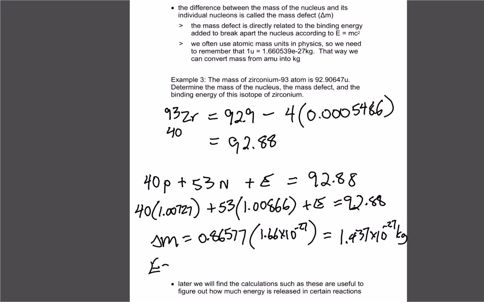So then, using Einstein's formula, we can figure out how much energy that is. Take that number and times it by the speed of light squared, and we get a total energy of 1.29 times 10 to the negative 10 joules. Which still doesn't sound like a lot, but if we change that to electron volts, or divide that by 1.6 times 10 to the negative 19, we actually get 809 million electron volts, or mega electron volts. So one atom of zirconium, you can see it's 800 million electron volts. So that is a somewhat significant amount of energy.